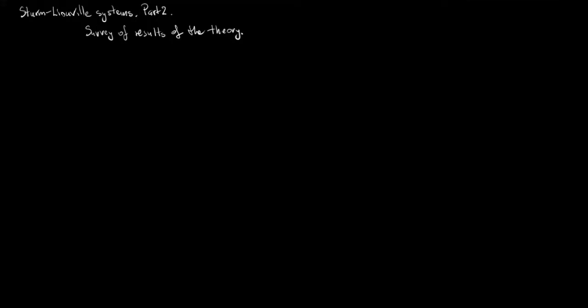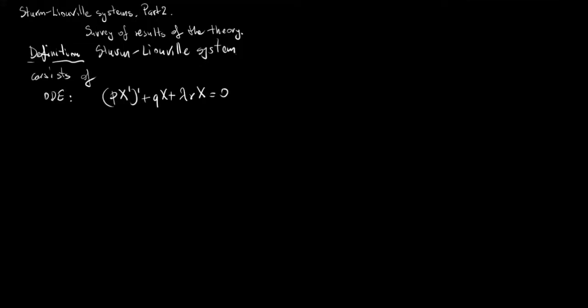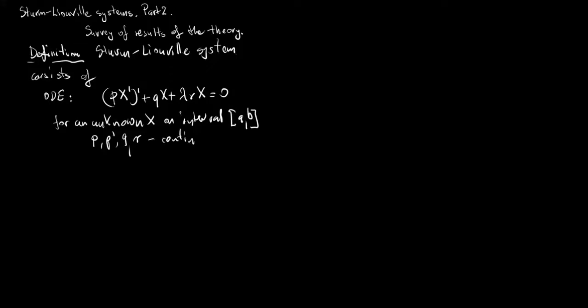So let us start with a more formal definition than before. A Sturm Liouville system consists of a differential equation of the form for an unknown function x on an interval a, b, with functions p, p prime, q, and r being continuous on a, b, and such that p is greater than 0 and q is greater than 0 for all x. We look for a solution of this equation for x between a and b.